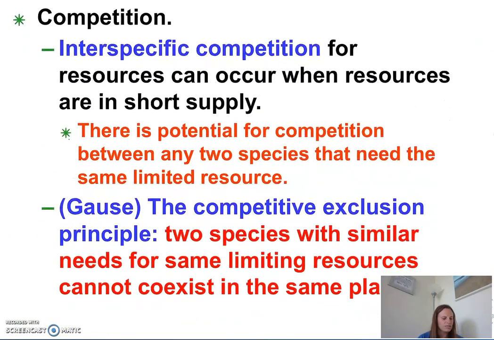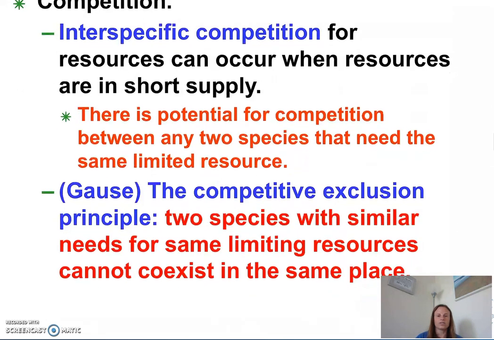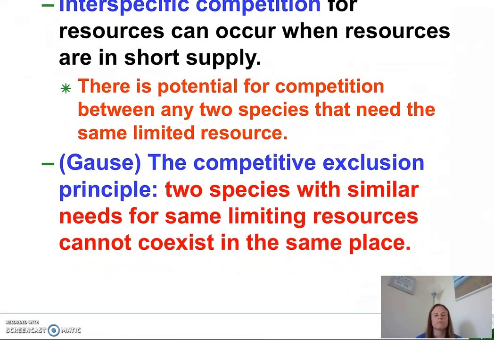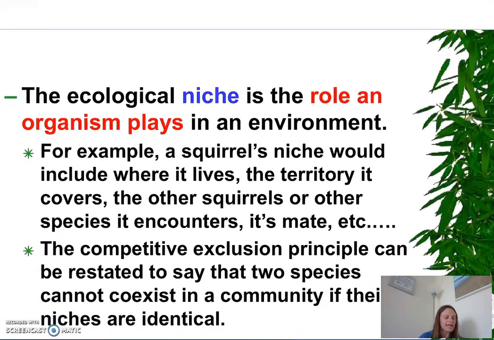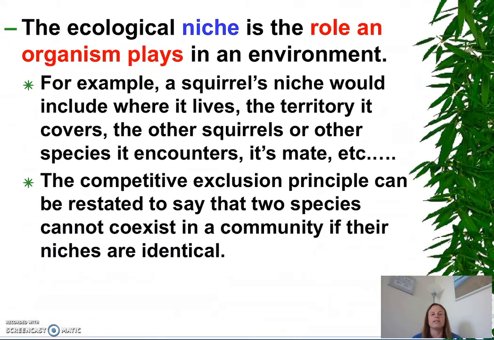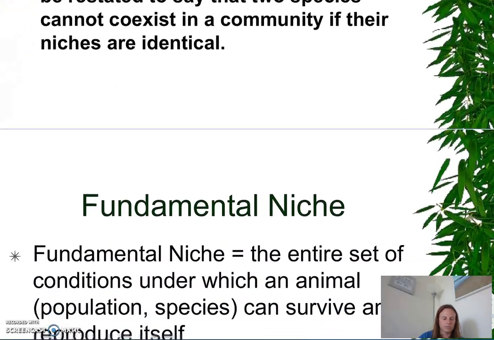So interspecific competition can occur when resources are short in supply. And a scientist named Gause actually came up with his competitive exclusion principle: two species with similar needs for the same limiting resources cannot successfully coexist in the same place. In other words, two species cannot successfully occupy the same niche, where the niche is an organism's role in the environment. It's food, it's a job, it's mate, it's territory. So two organisms cannot successfully occupy the same niche.